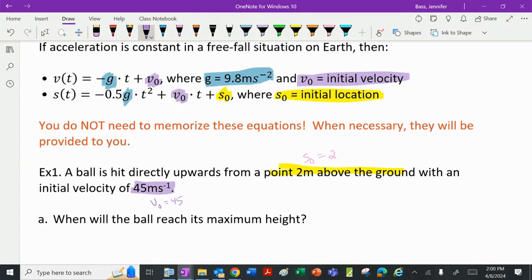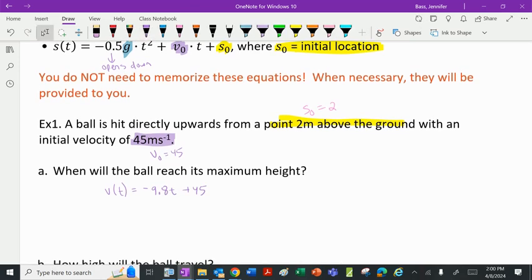Now, the maximum height is the vertex of the parabola. This particular parabola opens down, which means that the vertex is the maximum value. Now, we can find critical values by setting the derivative equal to 0. Remember, velocity is the derivative of the position. So the first thing we want to do is find our generic velocity equation, which is negative 9.8t plus 45. And our critical value is going to be when the velocity equation equals 0.